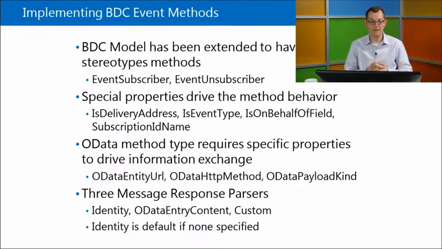And they have properties like the address of where the response to the notification should go, which is delivery address. The type of event is an add, update, delete, right? And again, like we said, the subscription ID, we want to know that. In addition, if it's an OData data source that you're connecting to, there are additional parameters that must be defined, the OData entity URL and so forth.